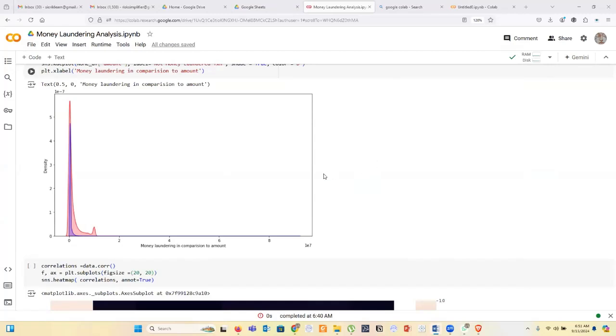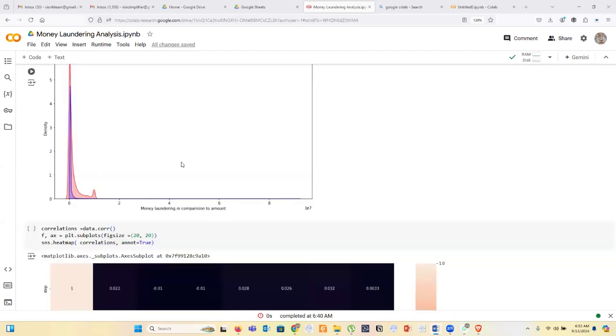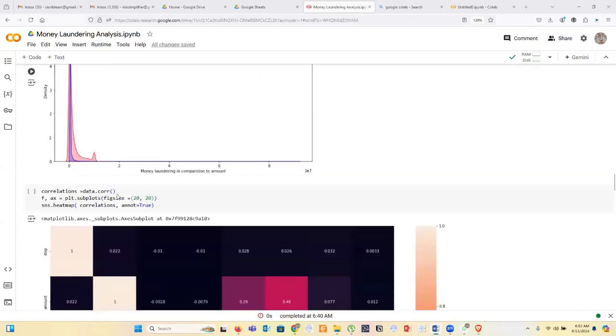So KD plot is a kernel density plot. If you look at this x-axis, this is money laundering in comparison to amount, and this red one shows the volume of amount in which we are getting suspicious transactions. The red curve shows to what extent we are getting suspicious transactions.